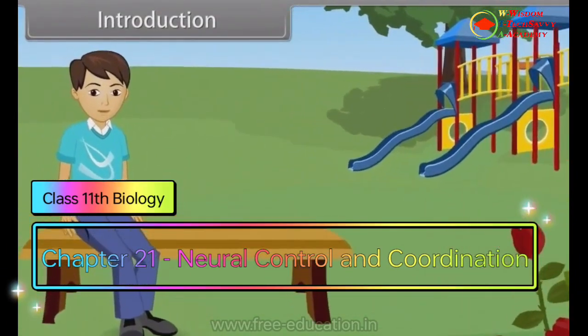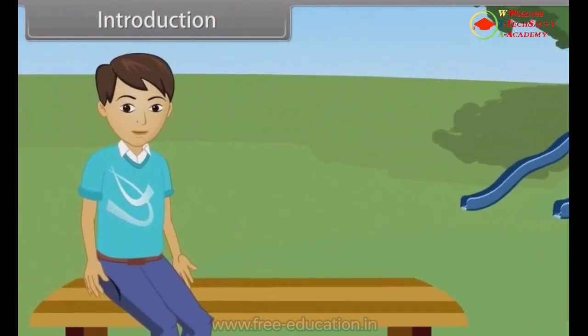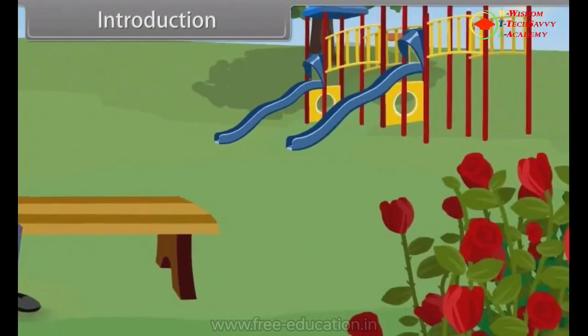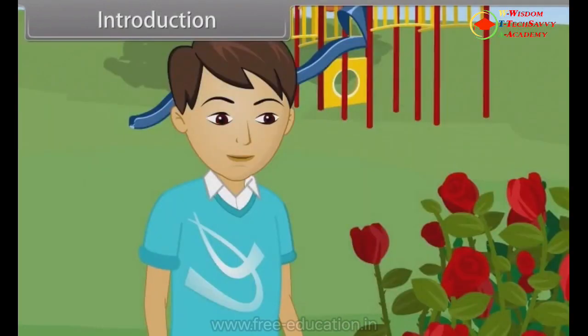Today is a sunny day. Vishal is in the garden to enjoy the day. Suddenly, he looks at a flower and he likes it. As he approaches the flower, he just withdraws his hand in a fraction of a second. What happened to him? Let's see more closely.